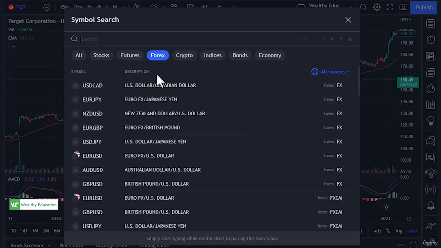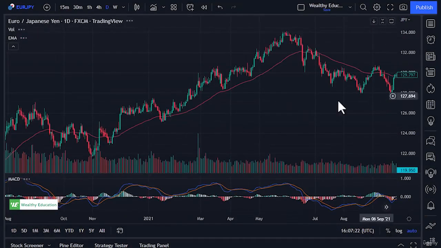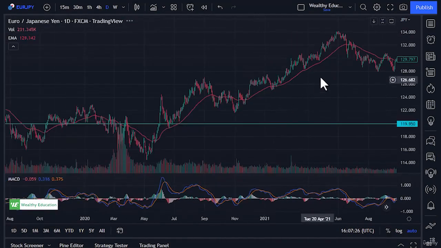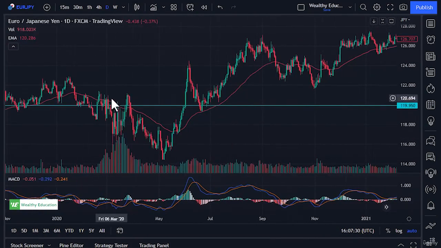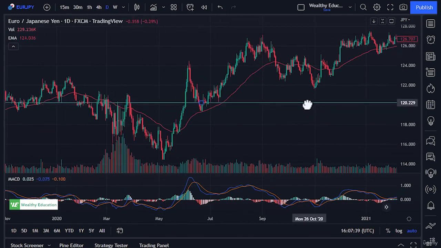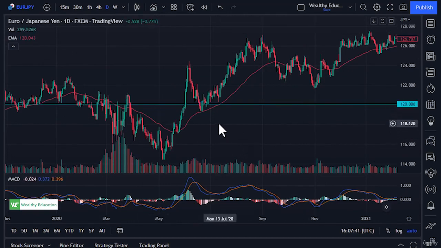So let's take a look at Forex. Let's just do Euro Yen. You could make an argument for a rounded bottom there. We actually pulled back to it and rallied right around the 120 level. So that is technically a rounded bottom. It pulled back and retested. Could just be a breakout.